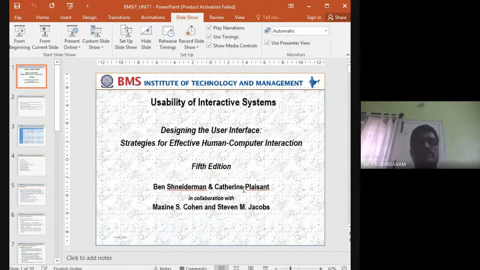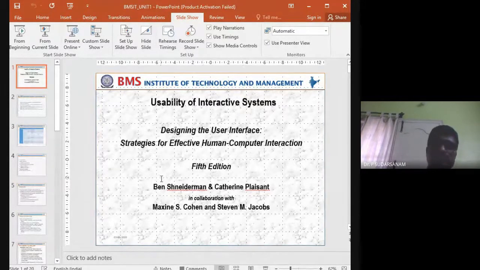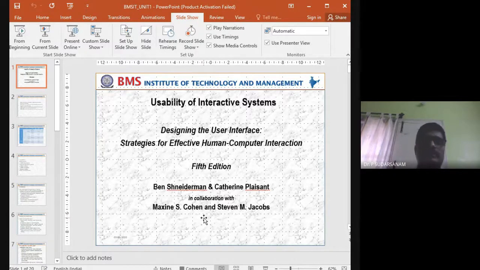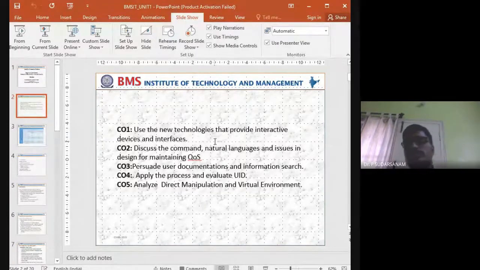So now this semester elective, as you know, you have opted UID, user interface design. So your textbook is Designing the User Interface: Strategies for Effective Human-Computer Interaction. That is called the 5th edition. The authors are Ben Shneiderman and Catherine Plaisant. In collaboration with these two people, actually 4 authors are available in this textbook, and you have to take this textbook. It is covering the entire syllabus, and these are the course objectives.